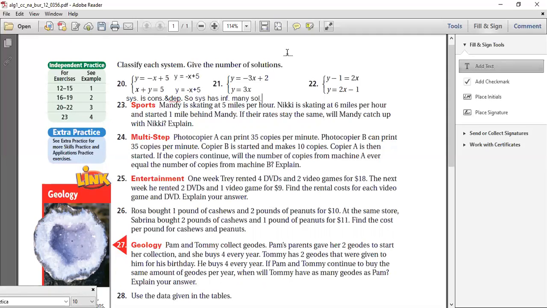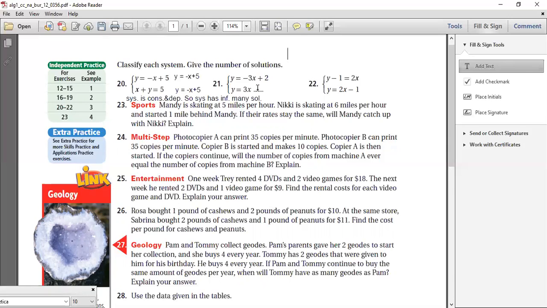Okay, now let's try question number 21. In the first one, both of them are in the same form. Same form means y is equal to minus 3x plus 2, and y is equal to 3x. Both of them are in the slope-intercept form. Now, in the second one there is no intercept, which means the intercepts are different. The slopes are different, which means they are two completely different lines.